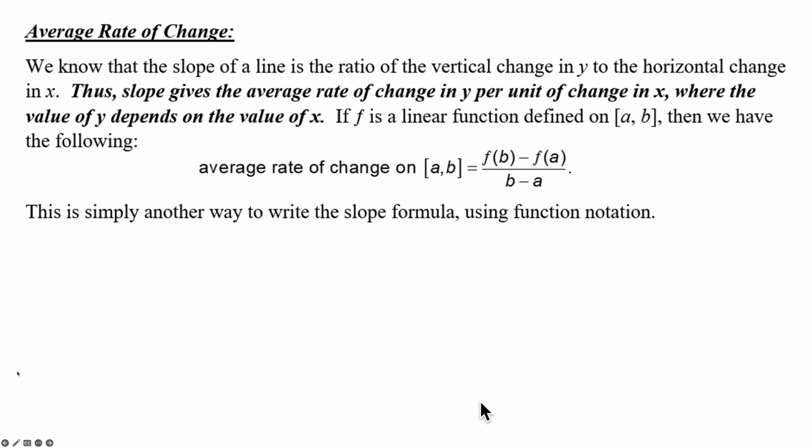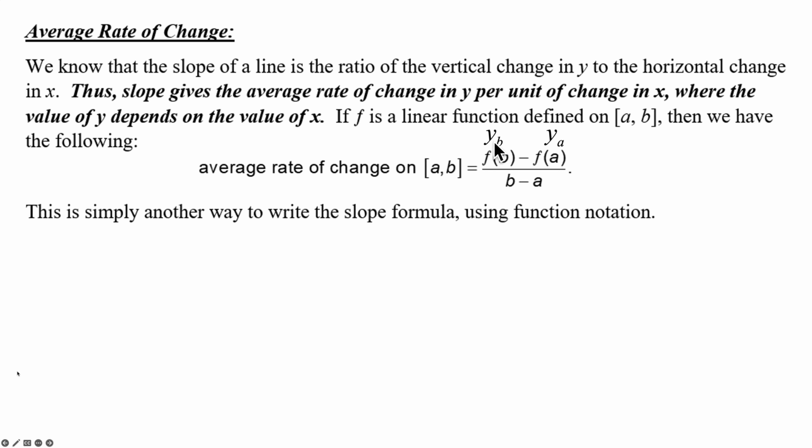All right, average rate of change. Okay, here is the definition. It's nothing more than a slope, but it's given to you in function notation. So here, this interval, the closed interval from a to b, this is x sub 1, this is x sub 2. So this is your second x, this is your first x, and you can see them being subtracted at the bottom.